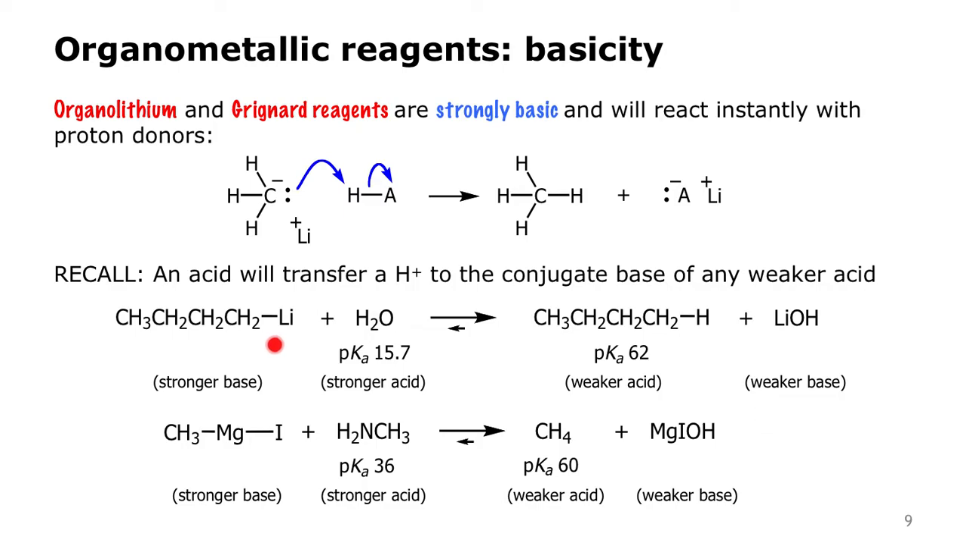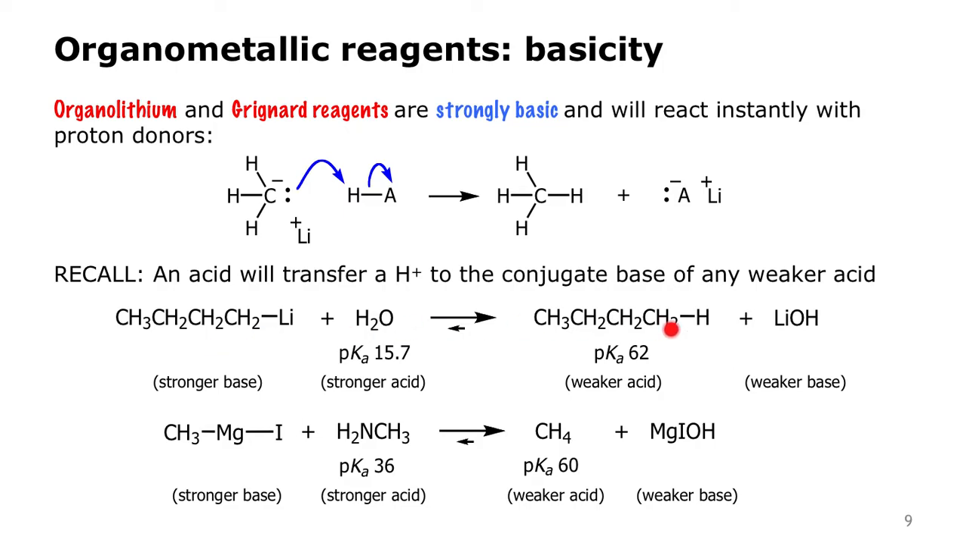Again, you want to think of these things as very strong bases. Butyl lithium would very easily deprotonate water, producing butane and lithium hydroxide as a product. Methyl magnesium iodide, which we just wrote the mechanism for, would react, for instance, with methylamine, which can be a proton donor. It's a very, very weak acid, but it's certainly a strong enough acid to react with methyl magnesium iodide, and that would produce methane and a magnesium iodide amide as a byproduct.